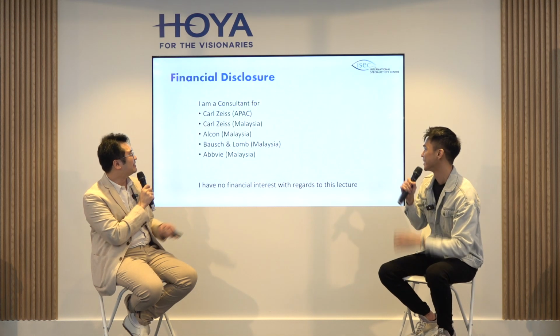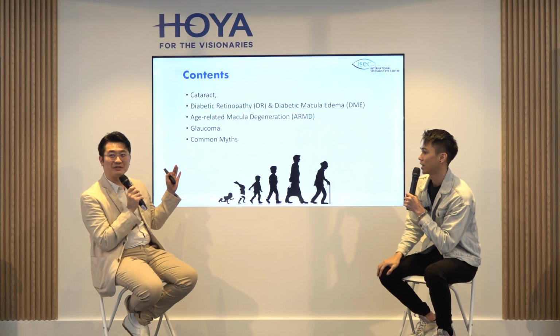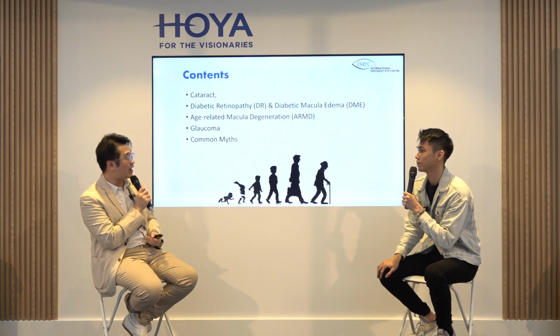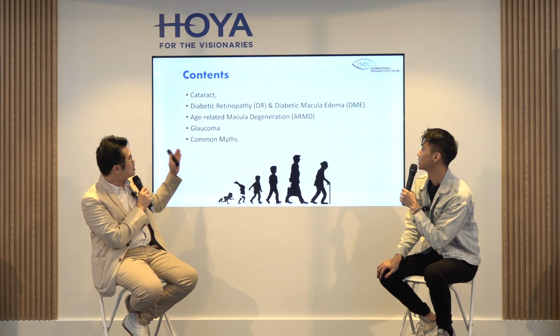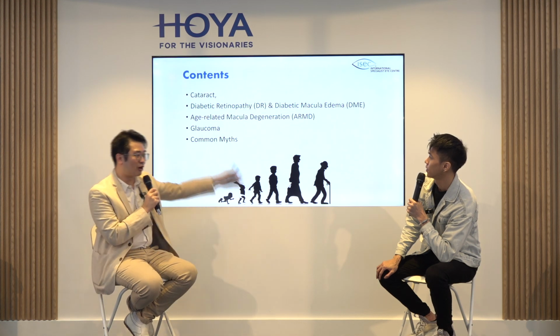Okay, so I will start my talk. Diseases of the aging eye, anything probably more than 50 now. These are the contents. The first one will be about cataract. Then there's diabetic retinopathy and diabetic macular edema, anything to do with diabetes. Then age-related macular degeneration, glaucoma, and some common myths.